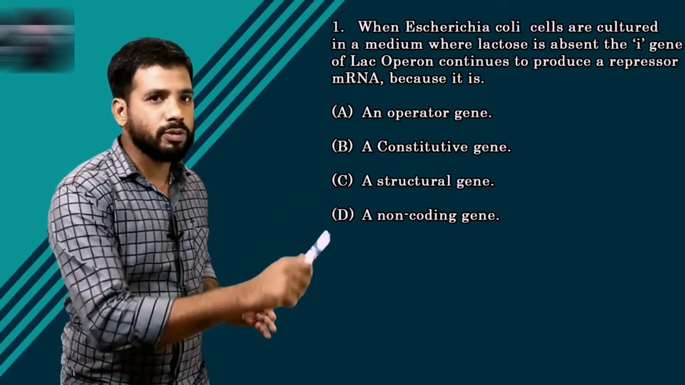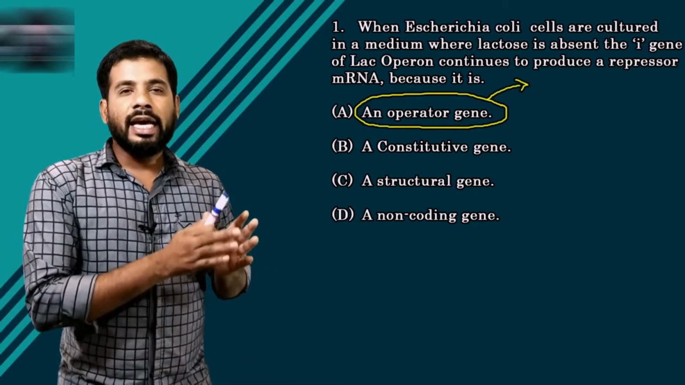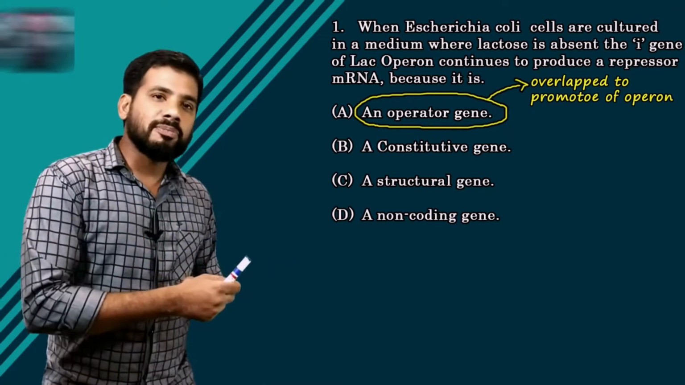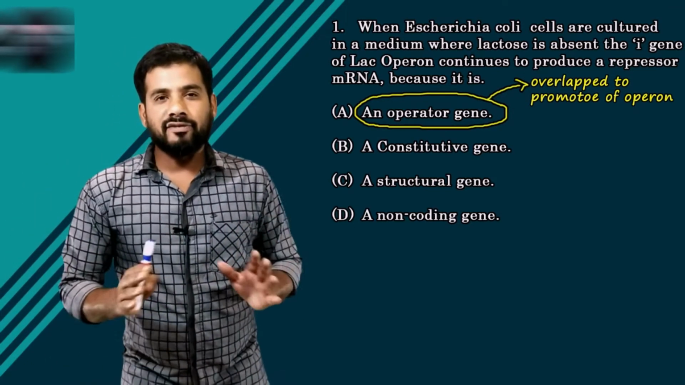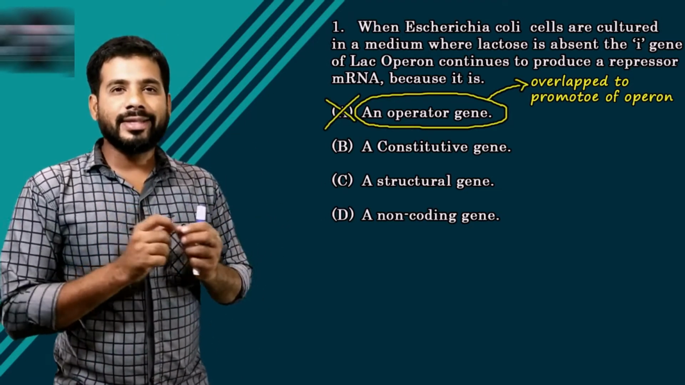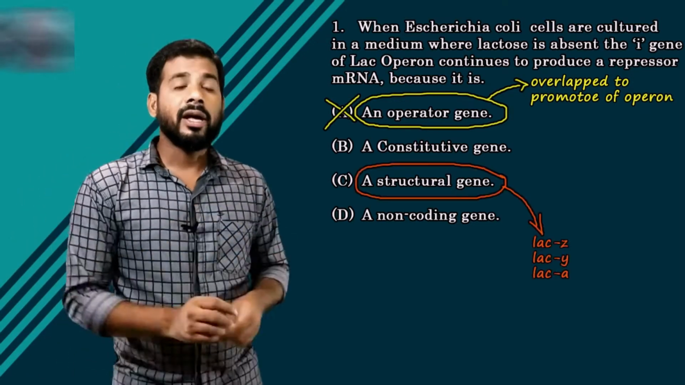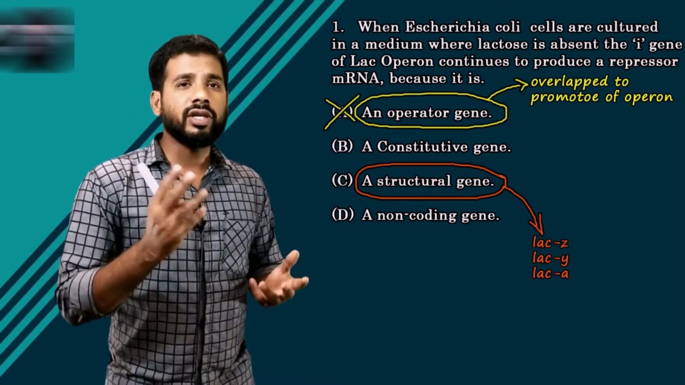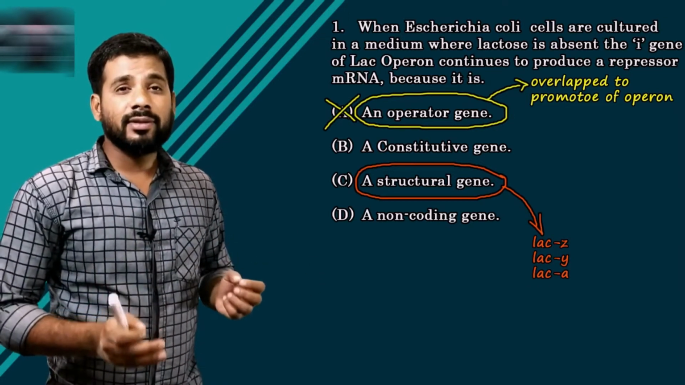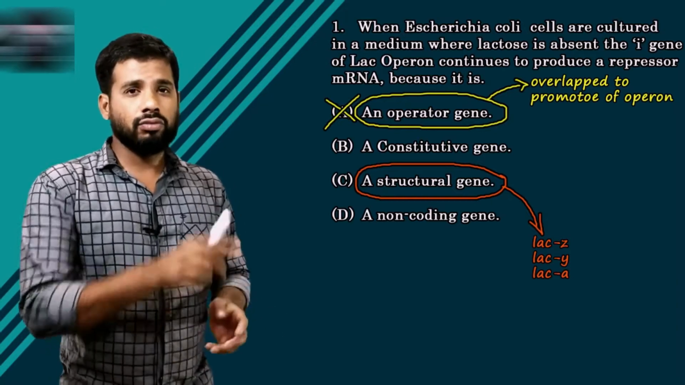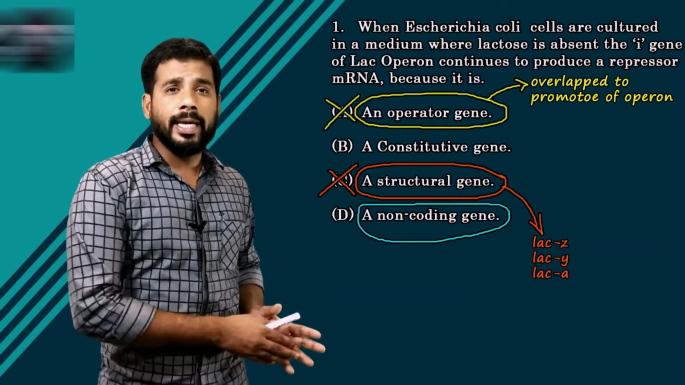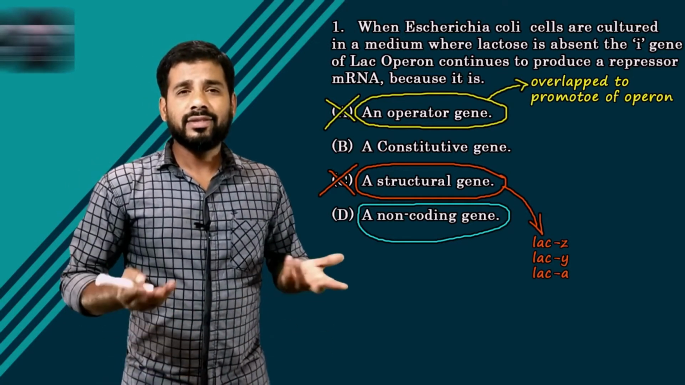So if you take the first option, this operator gene, which generally overlaps with the promoter, just controls the promoter; it will not help in the synthesis of repressor protein. So eliminate option 1. If you take the second option, I will explain this later. If you take the structural gene, there are 3 structural genes, as I said, LAC-Z, LAC-Y and LAC-A. They are not responsible for the synthesis of the regulator gene. So eliminate option C. If you take the fourth option, option D, a non-coding gene does not synthesize any enzyme.